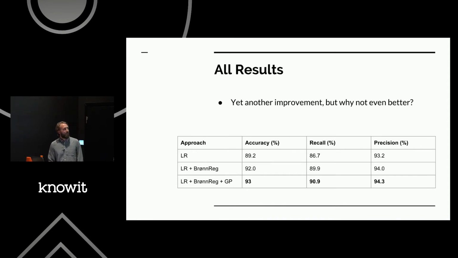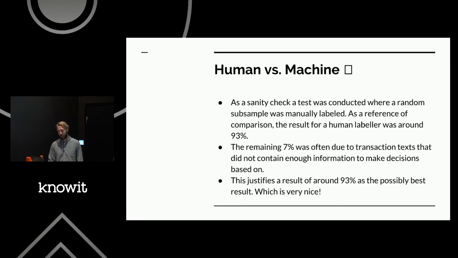But why was it not better than this? I did a sanity check where I manually labeled a random subset of the transactions, and I also just reached like 93% accuracy, because there's a lot of data missing and other reasons you can't find the company and stuff like that on the internet. So it's almost as good as it can get. That's why I couldn't get it higher than 7%. And that justifies the results in the end.